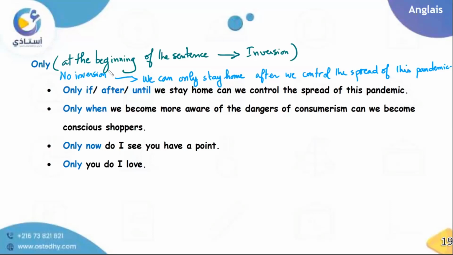Okay, no inversion. Here we have inversion, of course. As usual, here we have only. We have after or if or whatever, after. And then here we have can, stay. Then here we have stay. Have can. Okay, and we have control. We control the spread of this pandemic. Can we? Okay.